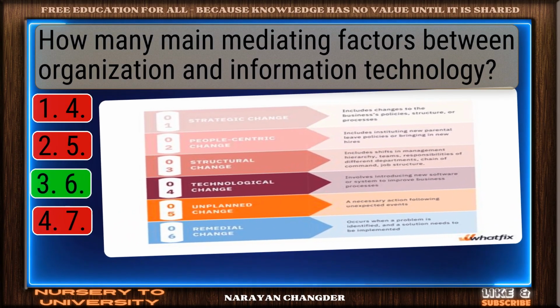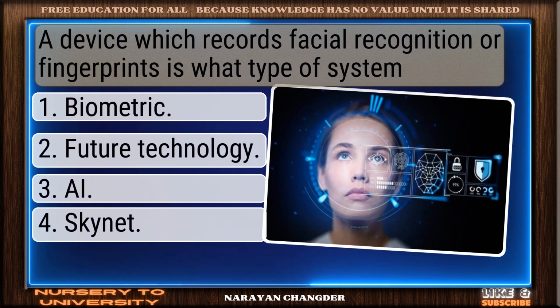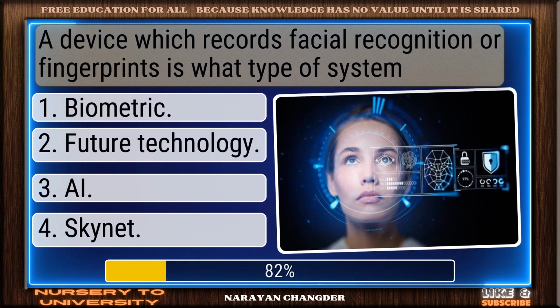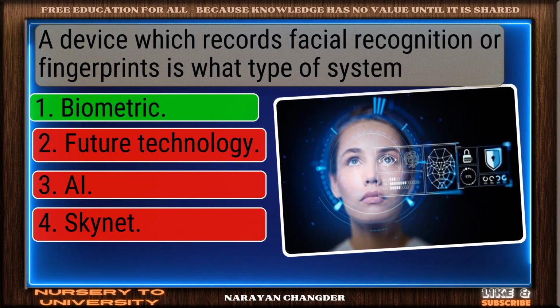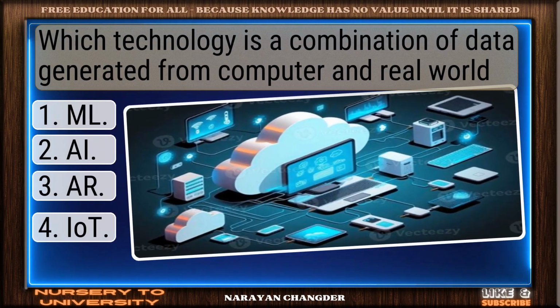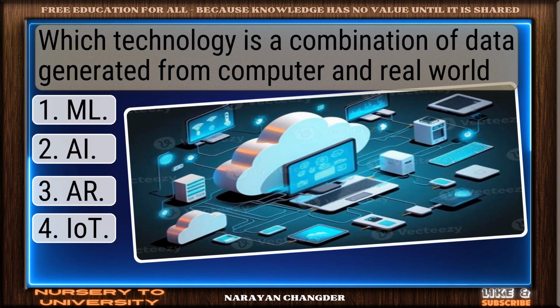Strong choice. 6 is right. A device which records facial recognition or fingerprints is what type of system? Right choice. Biometric is best. Which technology is a combination of data generated from computer and real world?